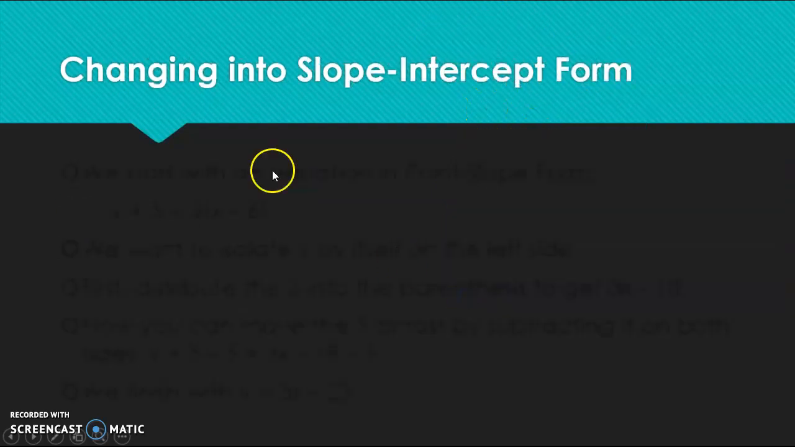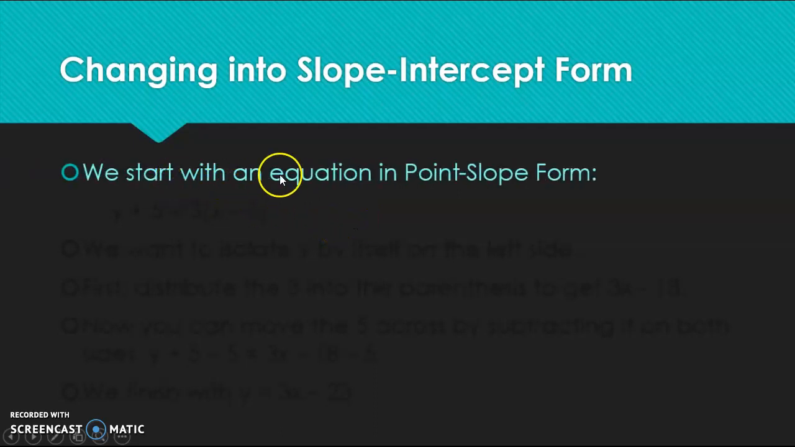Okay, now, what about changing it into slope-intercept form? Because again, that's how we're going to be able to graph it on our calculators, is in slope-intercept form. And also, personally, I just like slope-intercept form more. So we can start with an equation in point-slope form. Here's an example: y plus 5 equals 3 times x minus 6.